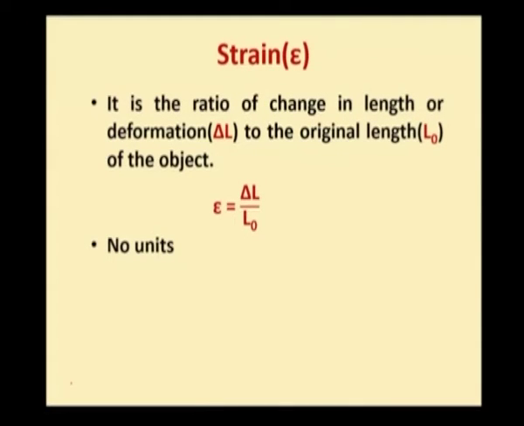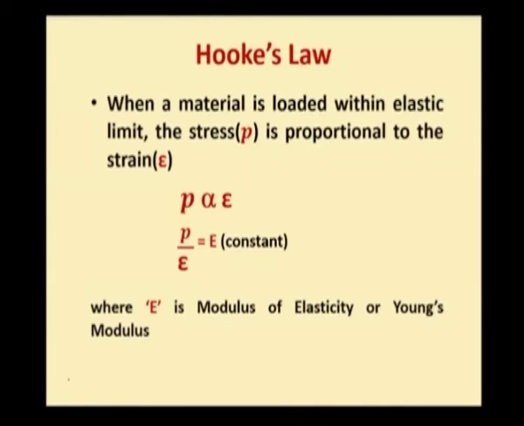Strain. Strain is indicated by the symbol epsilon. It is the ratio of change in length or deformation to the original length of the object. Epsilon is equal to delta L by L naught, where delta L is the deformation or change in length, L naught is the original length of the specimen. So, it is a unitless quantity. Now, we shall see Hooke's law.